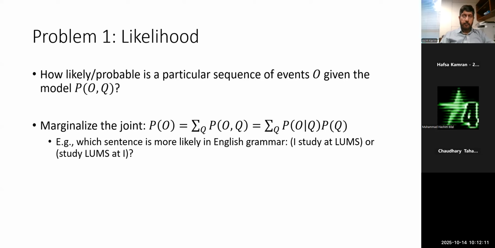An example for this: which sequence O is more likely, meaning that we want to find the probability of O as "study at LUMS" or "study I at LUMS" or some other combination. Obviously, from our knowledge of language, the probability of the first sequence would be larger. But if you have a model P(O, Q), how would you find this probability? You will have to find it by summing out all the states, all the possibilities of states, so that you are left with just O. So this is called the likelihood problem.